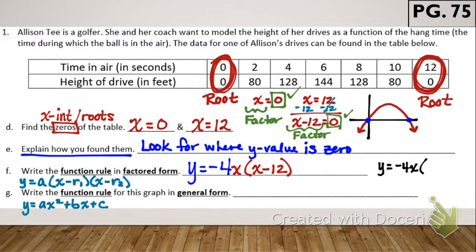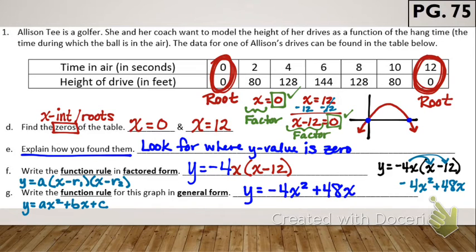Negative 4x is going to get distributed to x minus 12. I only need to do single distribution because this is not parentheses here. If there was parentheses there, I would need to do double distribution. So I have negative 4x squared. I have a positive 48x. So y equals negative 4x squared plus 48x.